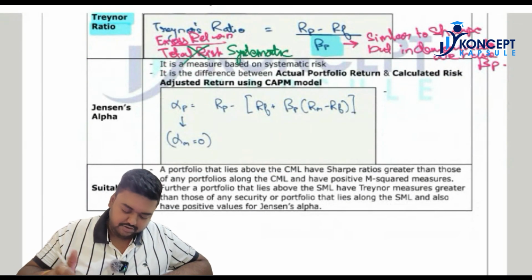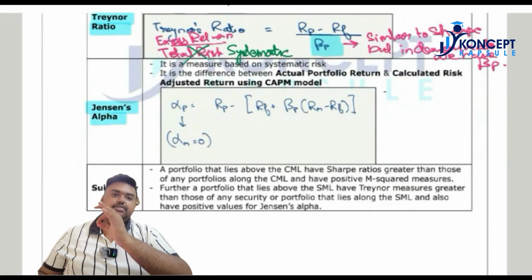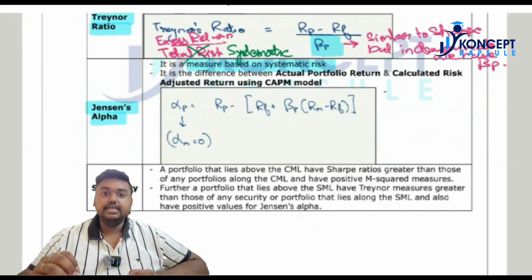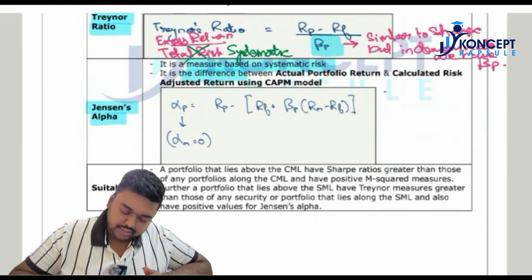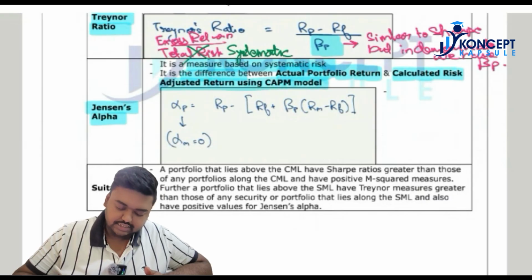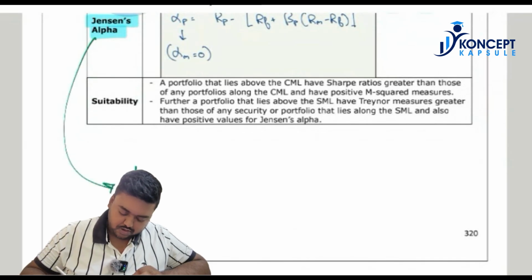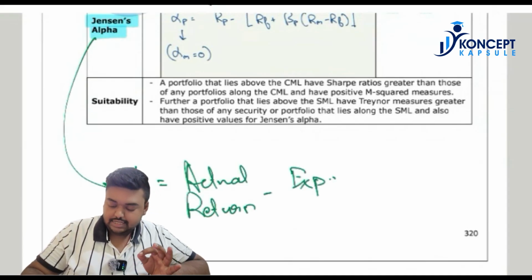The next ratio that we will see is Jensen's alpha. Again, Jensen's alpha is a measure related to systematic risk. How, we will see. It is the difference between the actual portfolio return and the calculated risk-adjusted return using the CAPM model. So what we are doing in Jensen's alpha is simple. We are saying what is my actual return minus what is my expected return. Nothing else.